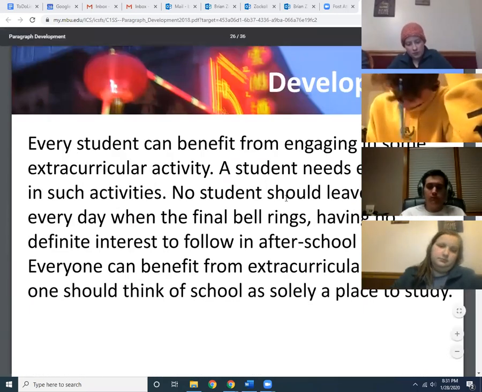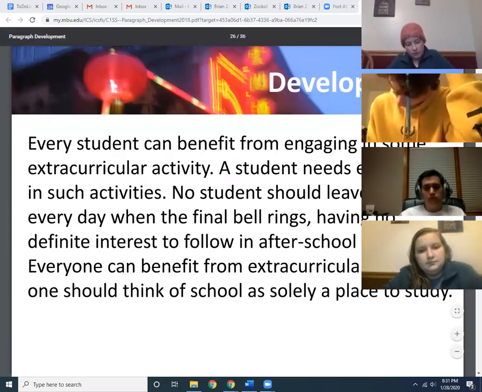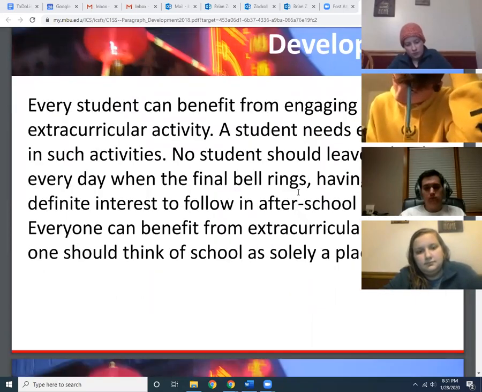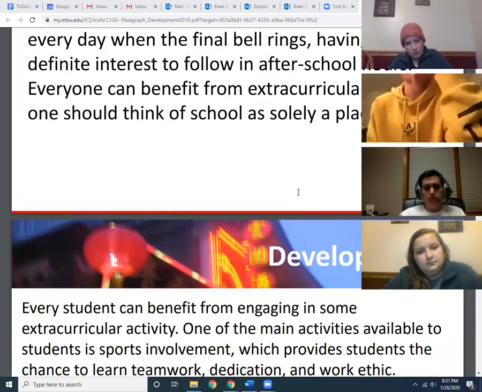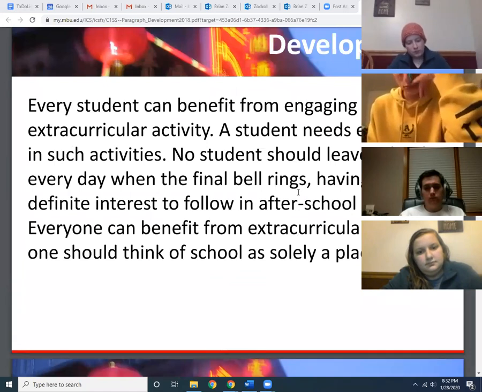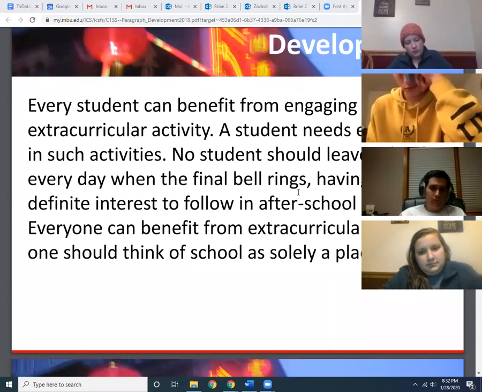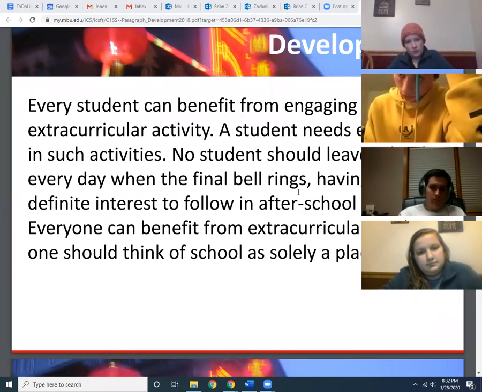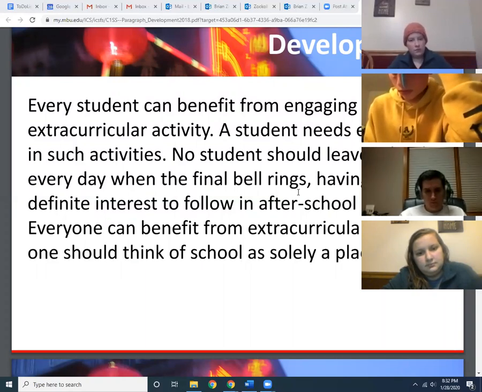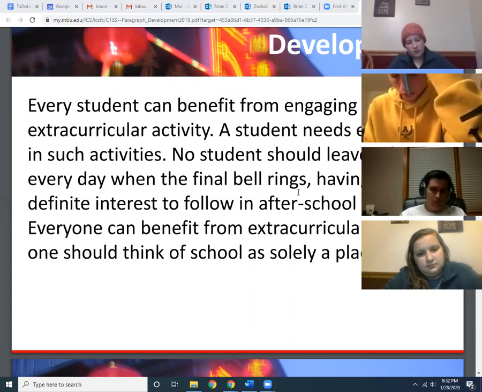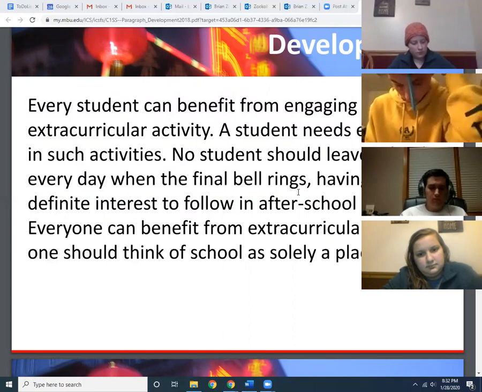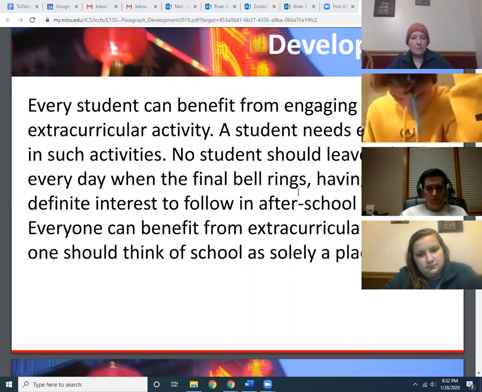So in the development, here's an example that is too general. Every student can benefit from engaging in some extracurricular activity. A student needs experience in such activities. We haven't named the activity yet. No student should leave school every day when the final bell rings, having no definite interest to follow after school hours. Okay, still very general. We don't know students. We don't know what activity. Everyone can benefit from extracurricular work. Okay, still haven't named it.